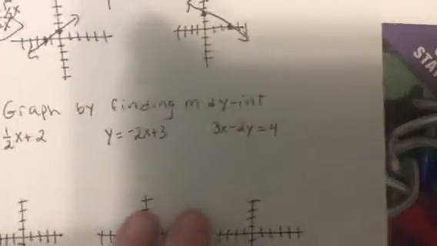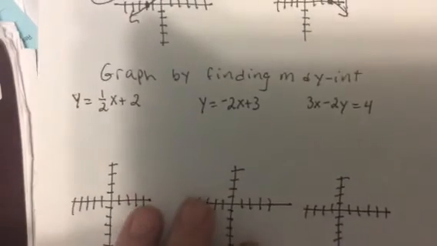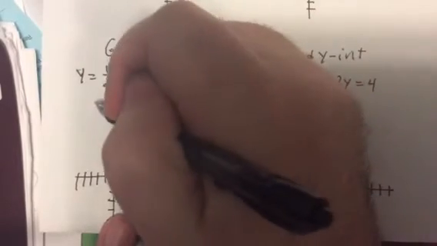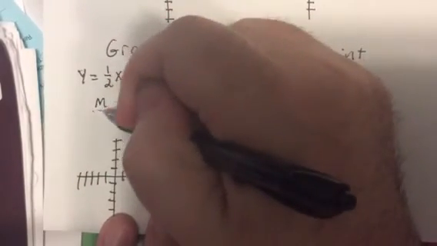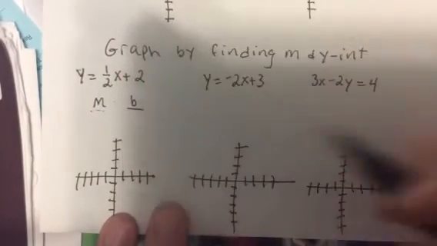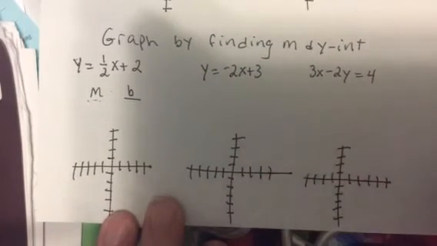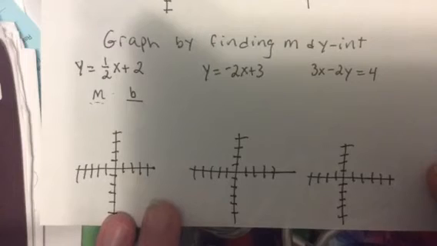Now the last three. Graph by finding the slope and y-intercept. Now remember, technically the slope is m and the y-intercept is b. Why b? I have no idea. So turn me off, do those three, and then turn me back on.